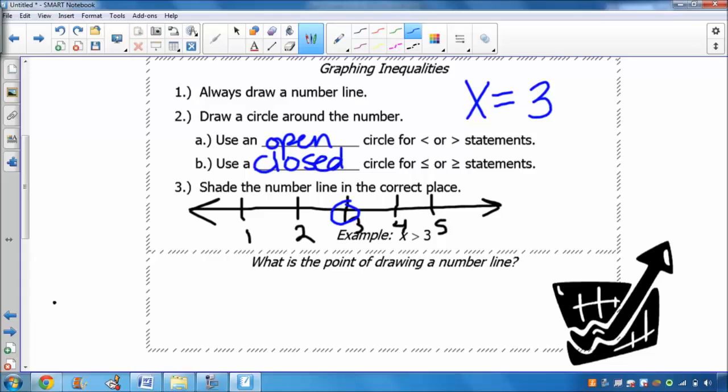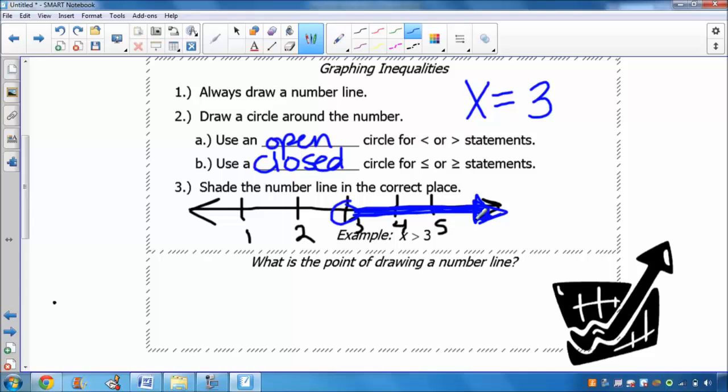Now, why? Well, the whole point of shading in all of my numbers is to see what works. So everything bigger than 3 will work. So I would shade in everything after the 3. However, 3 does not work because X is only bigger than 3. It's not greater than or equal to 3. So I have to put an open circle to show that it could be anything that's close to 3, but not 3.